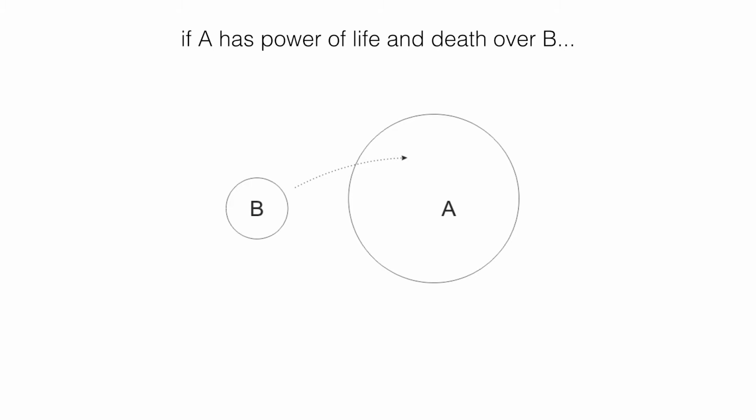This is just a quick demonstration of the fact that if A has power of life and death over B, then B in a circle has power of life and death over A. So we're going to show how B in a circle can kill A in a circle. So you copy B in. Now A has power over B, which means it can eliminate it, even though it's to a lower depth. Pop.